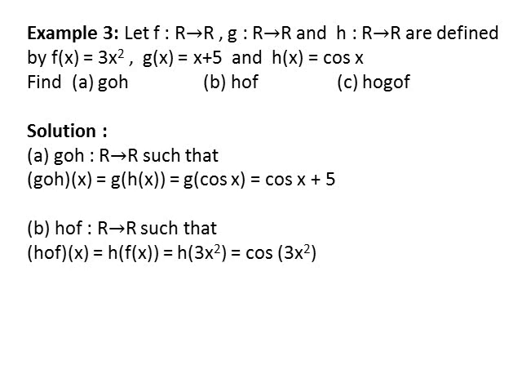Next is h∘f. (h∘f)(x) is equal to h(f(x)). Replace f(x) by 3x². So this is equal to h(3x²). As h(x) is equal to cos x, so h(3x²) is equal to cos(3x²).